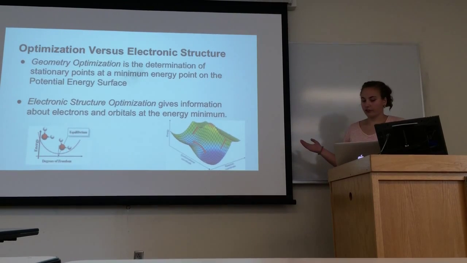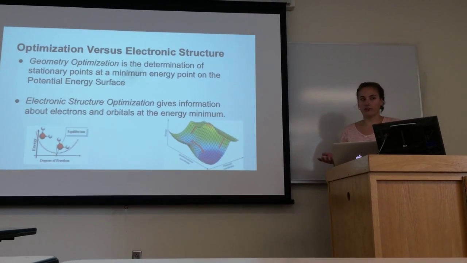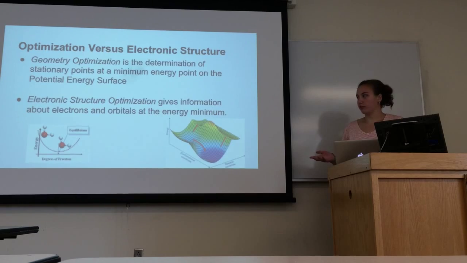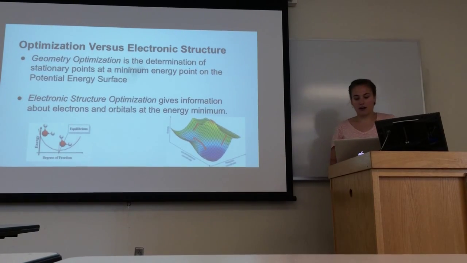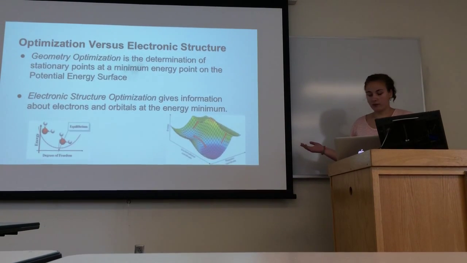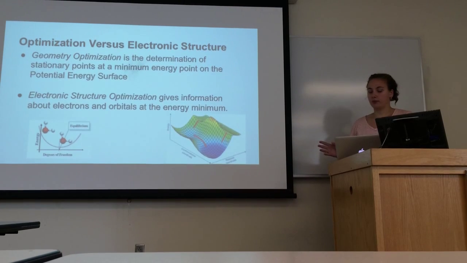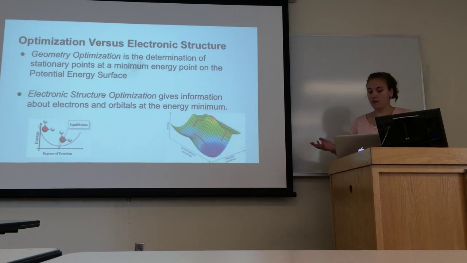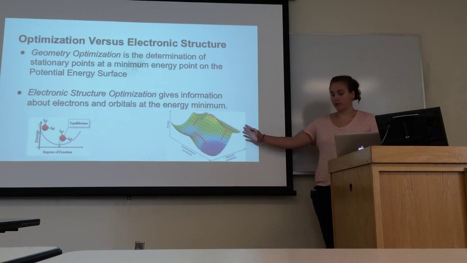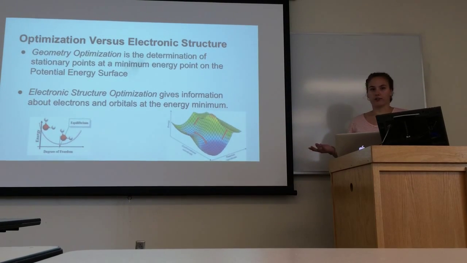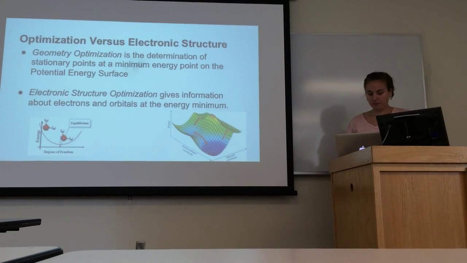And the electronic structure optimization gives information of electrons and orbitals at that energy minimum. So one way to understand this energy minimum is a point where any displacement with respect to the nuclei would lead to an increase in energy up on this curve. And it's also the most stable isomer.